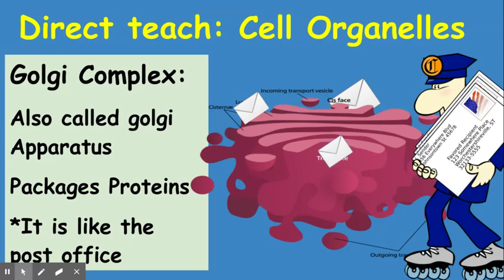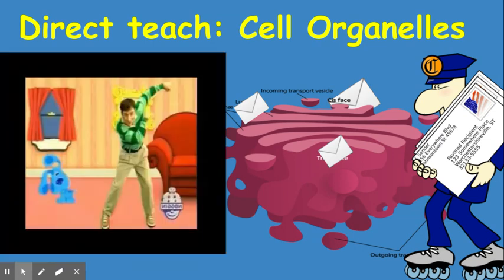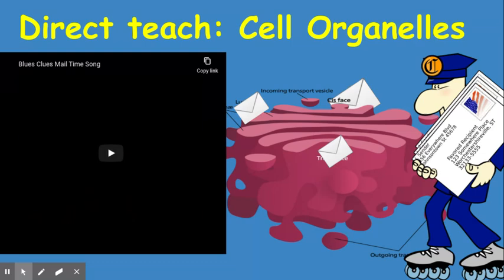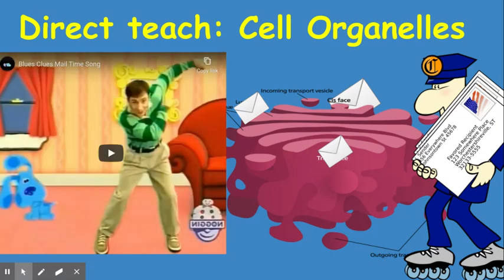The Golgi complex is also called the Golgi apparatus. So if you see Golgi apparatus or Golgi complex anywhere on a CBA, you will know that it is the same. Okay, so they package proteins. It's sort of like the post office. Every time I think of the mail, I do think of the little Blue's Clues mail theme song.